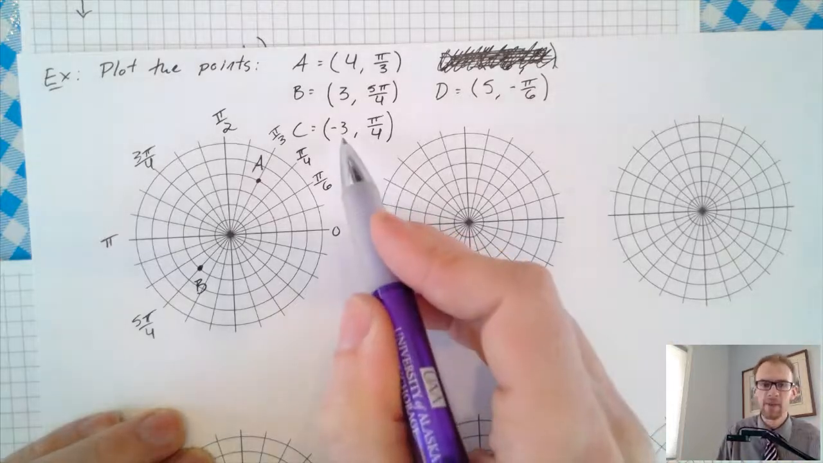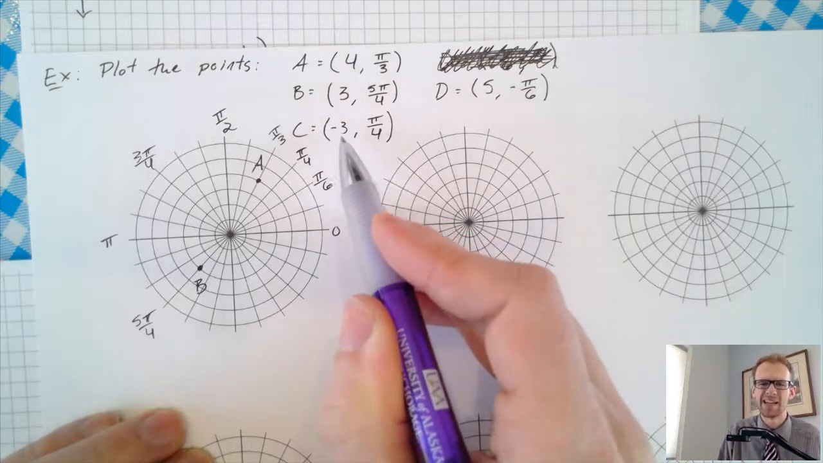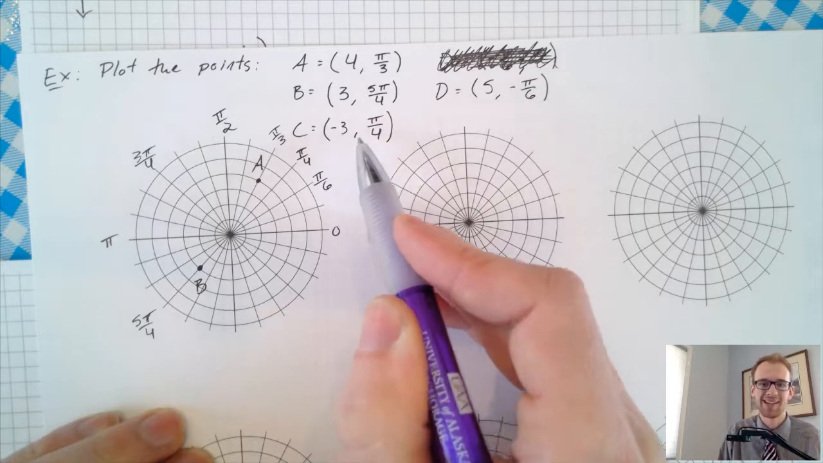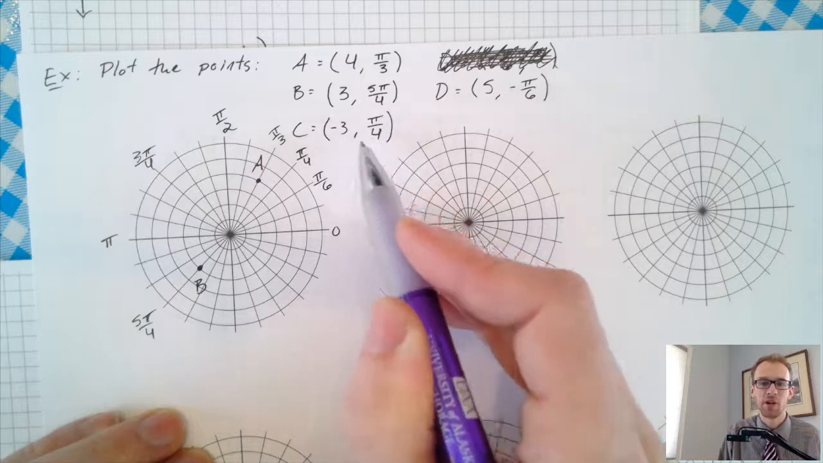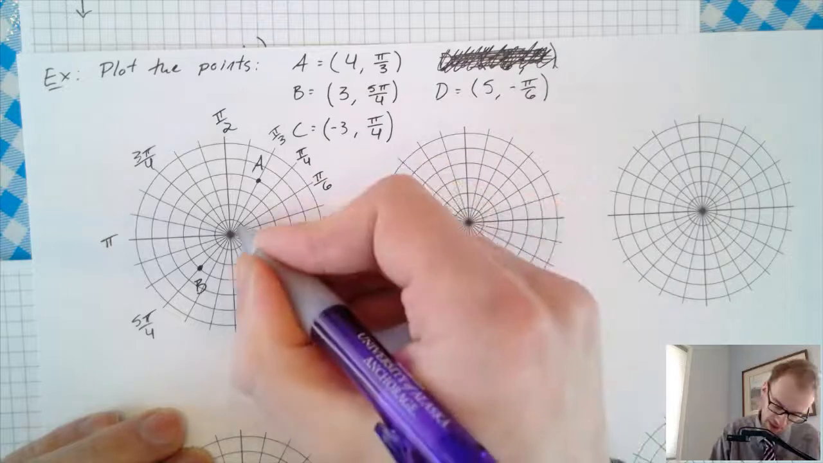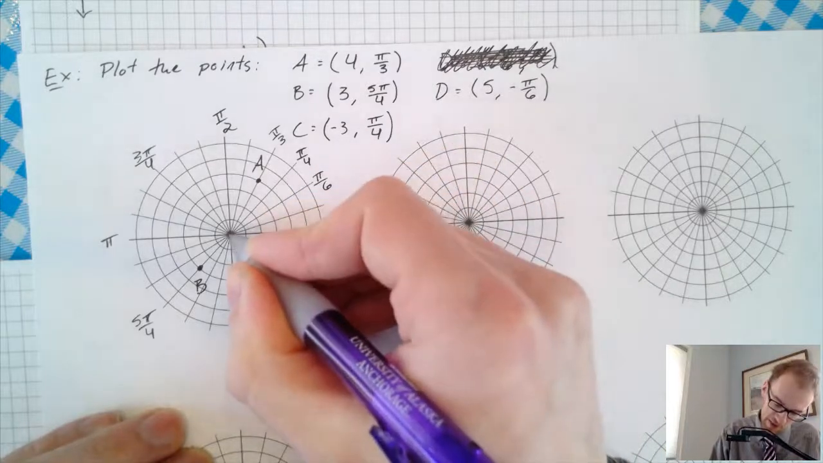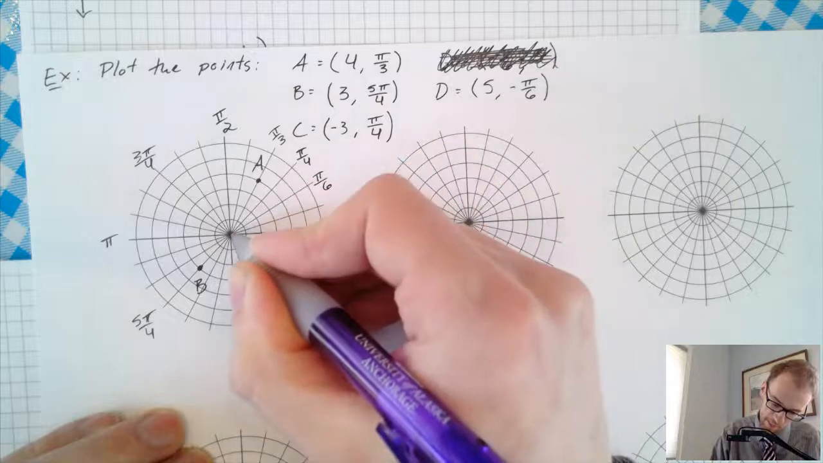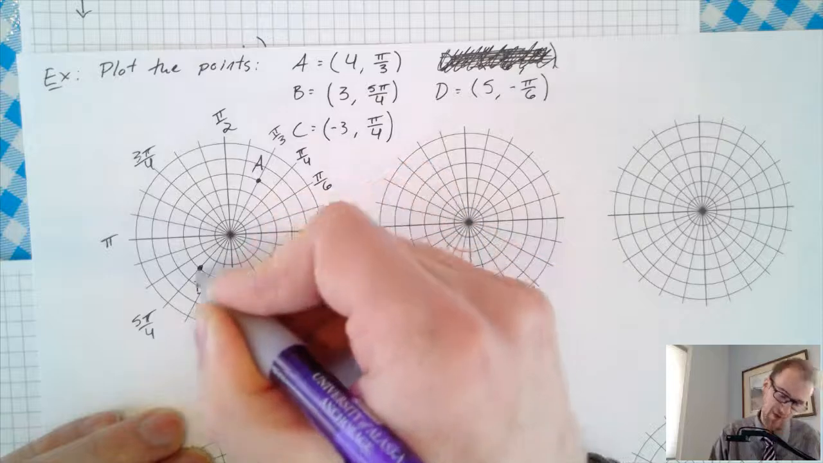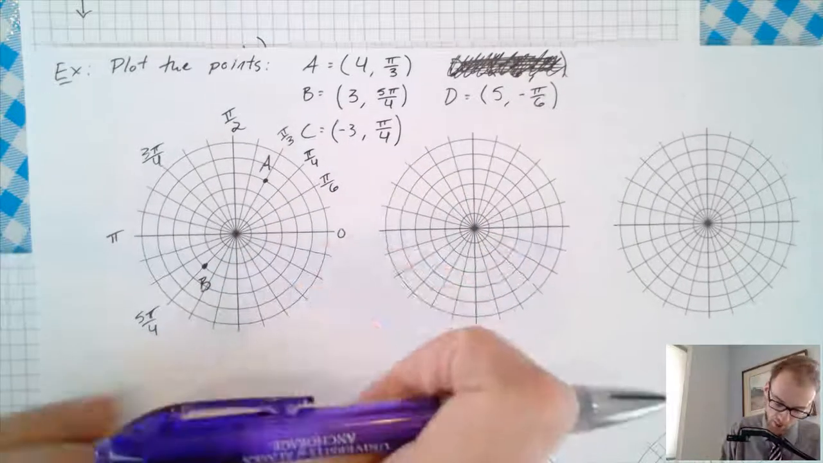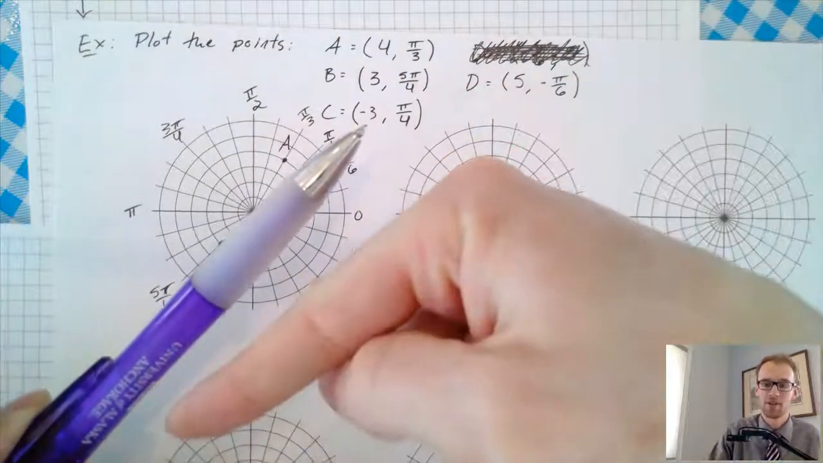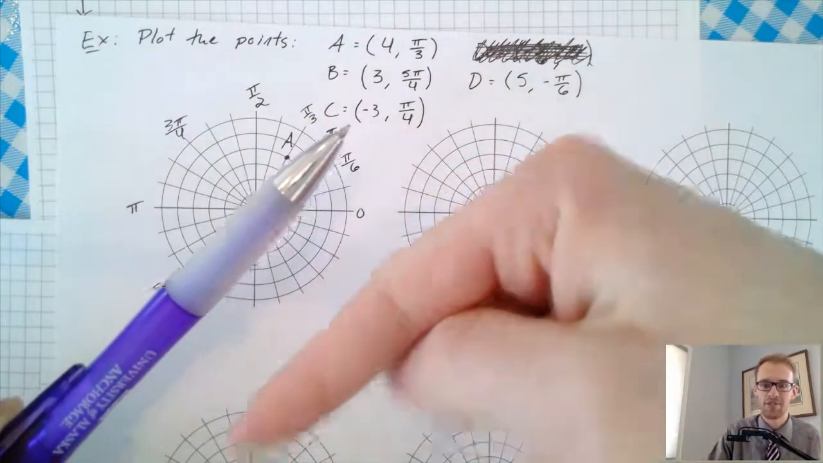Point C, what do we do if we have a negative r value? Good question. That's why I put this in here to hopefully address that. I always like to start with the direction and then I do the radius. So let's go to pi over 4. So we know we're on this line. But rather than traveling towards pi over 4 by 3, I'm going to travel towards pi over 4 in the negative direction. So I'm oriented pi over 4, but then my radius is negative, so I go in the opposite direction to achieve that negative 3 distance.